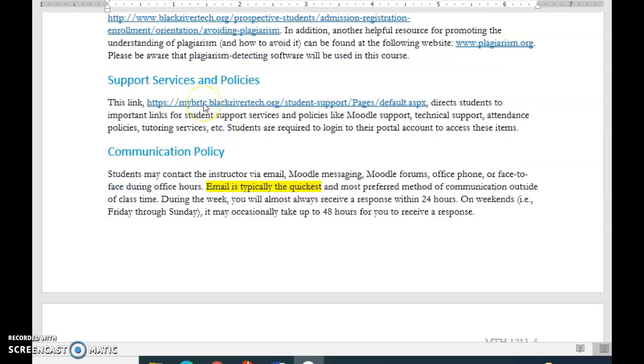Support services: there are a ton of things that BRTC can support you with along the way. We have a library on campus, a cafeteria, a tutoring center, and a ton of different things. So if you're ever interested in that, there's a link there.